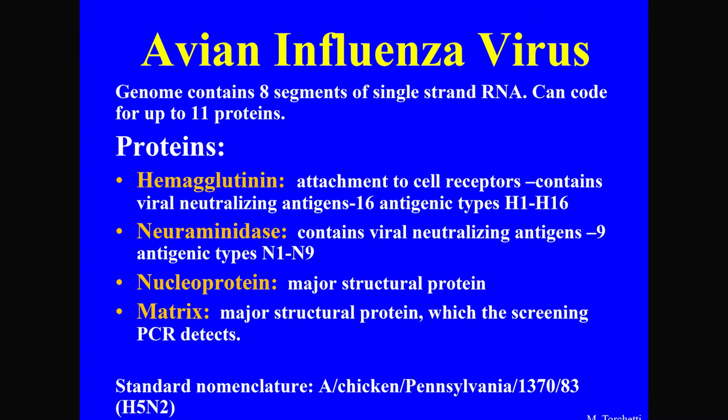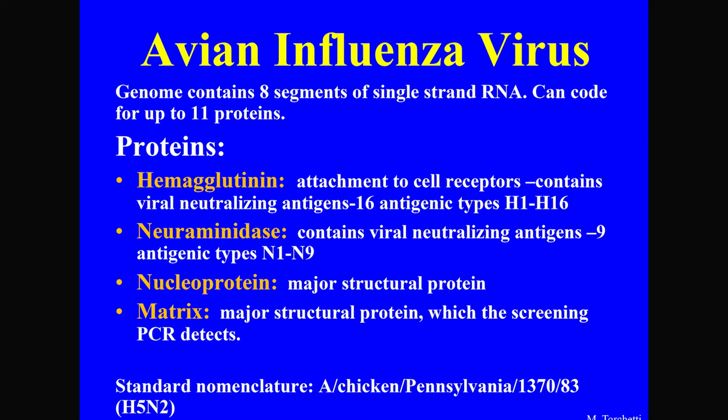A little bit more information on the virus itself. The genome of the virus contains 8 segments of single-stranded RNA, and these segments can code for up to 11 proteins. One of the proteins is called hemagglutinin, and it is for the attachment to cell receptors. It contains the viral neutralizing antigens, and there are 16 antigenic types, designated H1 through H16.